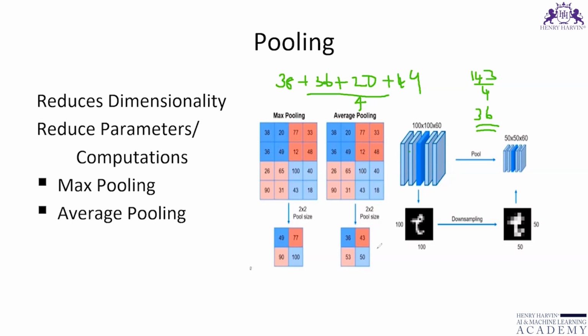So basically what we are trying to understand over here is that maximum pooling takes the maximum value, and average pooling just finds the average of each 2 cross 2. Hope it is clear to you, right? So now we have understood what pooling is.